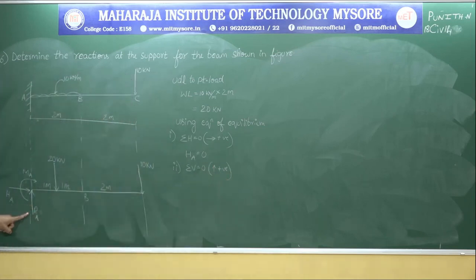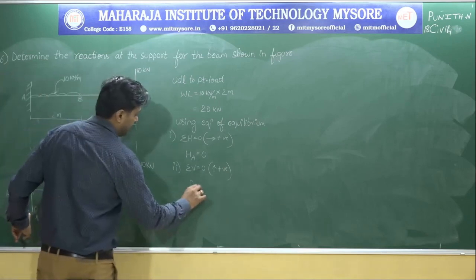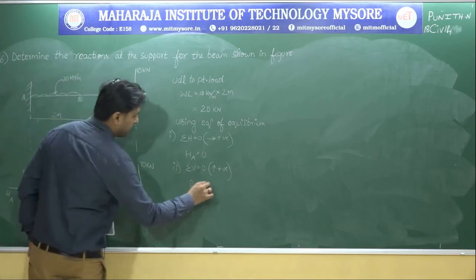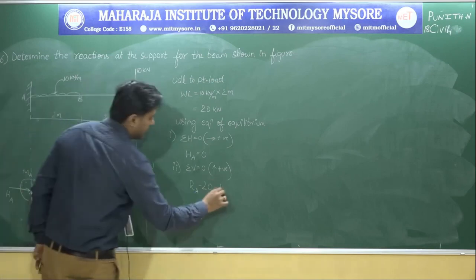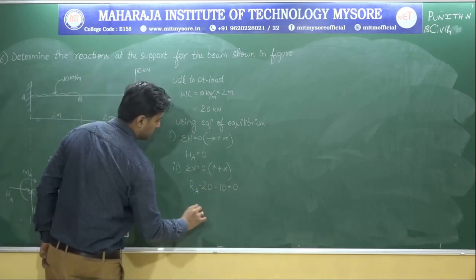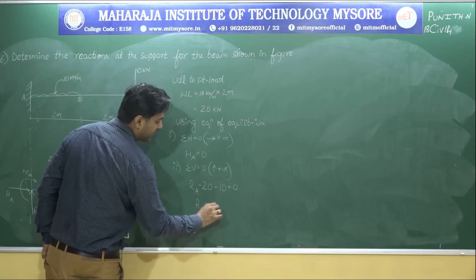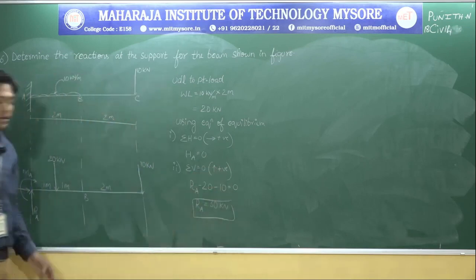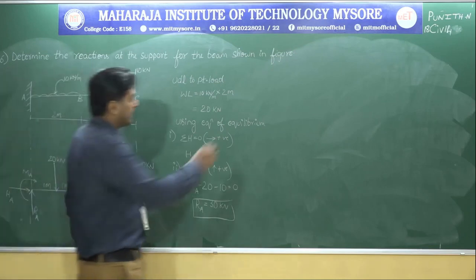So here we are having RA, which is acting in upward direction. Next, minus 20 kilonewton is acting in downward direction. There is one more point force which is acting in downward direction. So the sum is equal to 0. So don't you think that RA is equal to 30 kilonewton? Yes or no? Now we are left with the calculation of MA. So let me go with the calculation of MA.